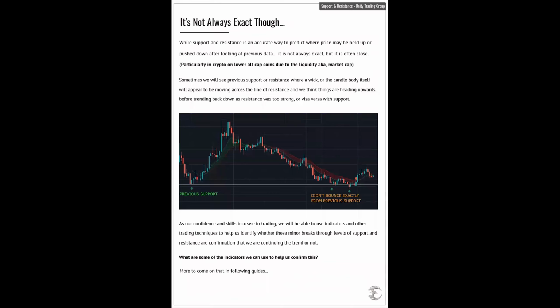All right, it's not always exact though. And while support and resistance is an accurate way to predict where price may be held up or pushed down, after looking at previous data, it's not always exact, but it's often pretty close, particularly in crypto or on lower alt cap coins due to the liquidity, aka the market cap of the coin.